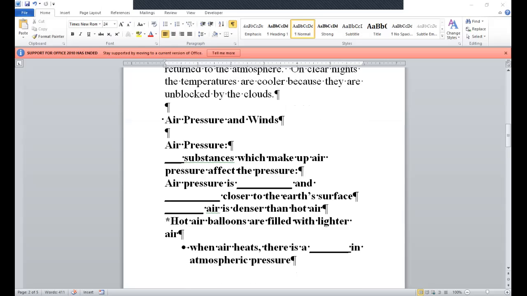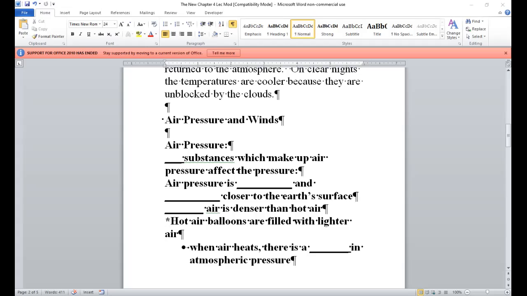Let's start moving to air pressure and winds. I would say this too, as we look back at reflection and re-radiation: the warmer the object, the more energy it's going to emit. So all objects above absolute zero, to be really specific about it, will emit some kind of radiation.